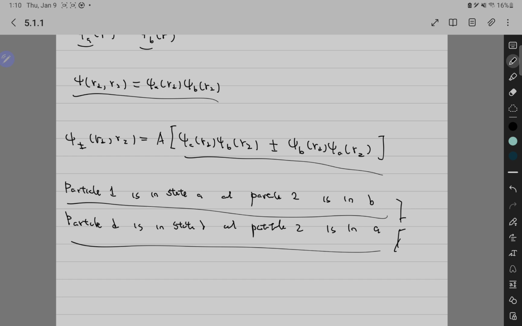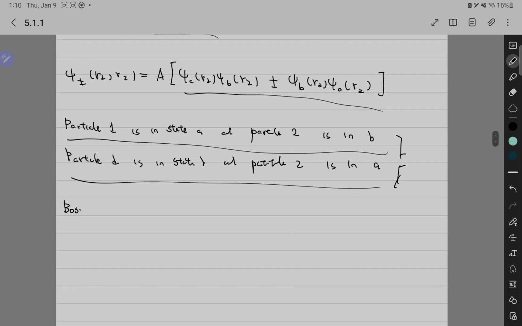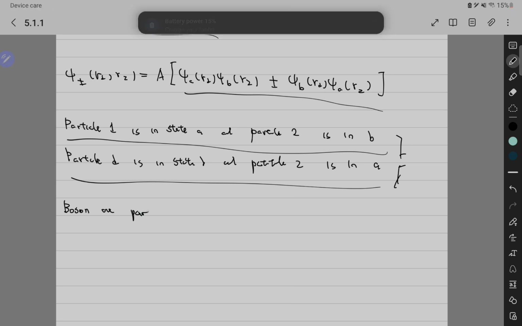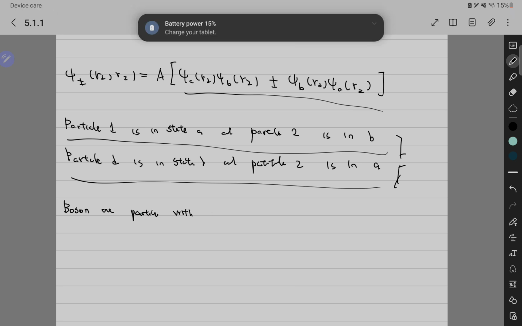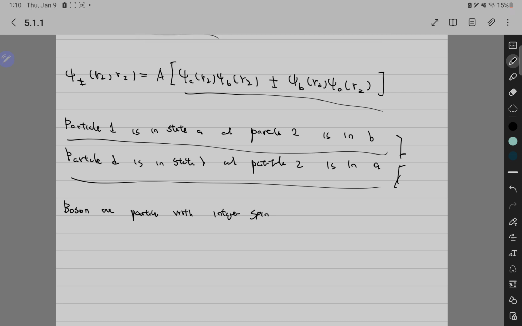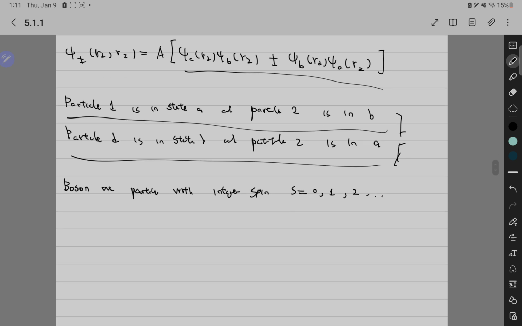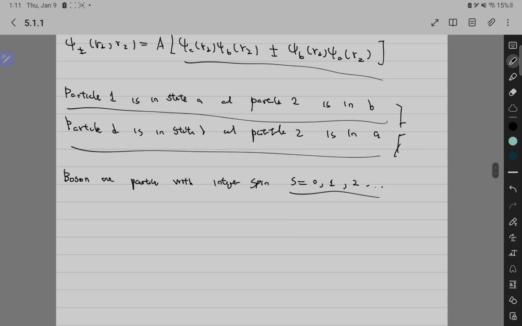All of these particles can be classified to be either a boson or a fermion. So bosons are particles with integer spin. So the spin of a boson is always an integer. The spin is like 0, 1, 2, and so on. So if the spin is an integer for that particle, then it is what we call a boson.